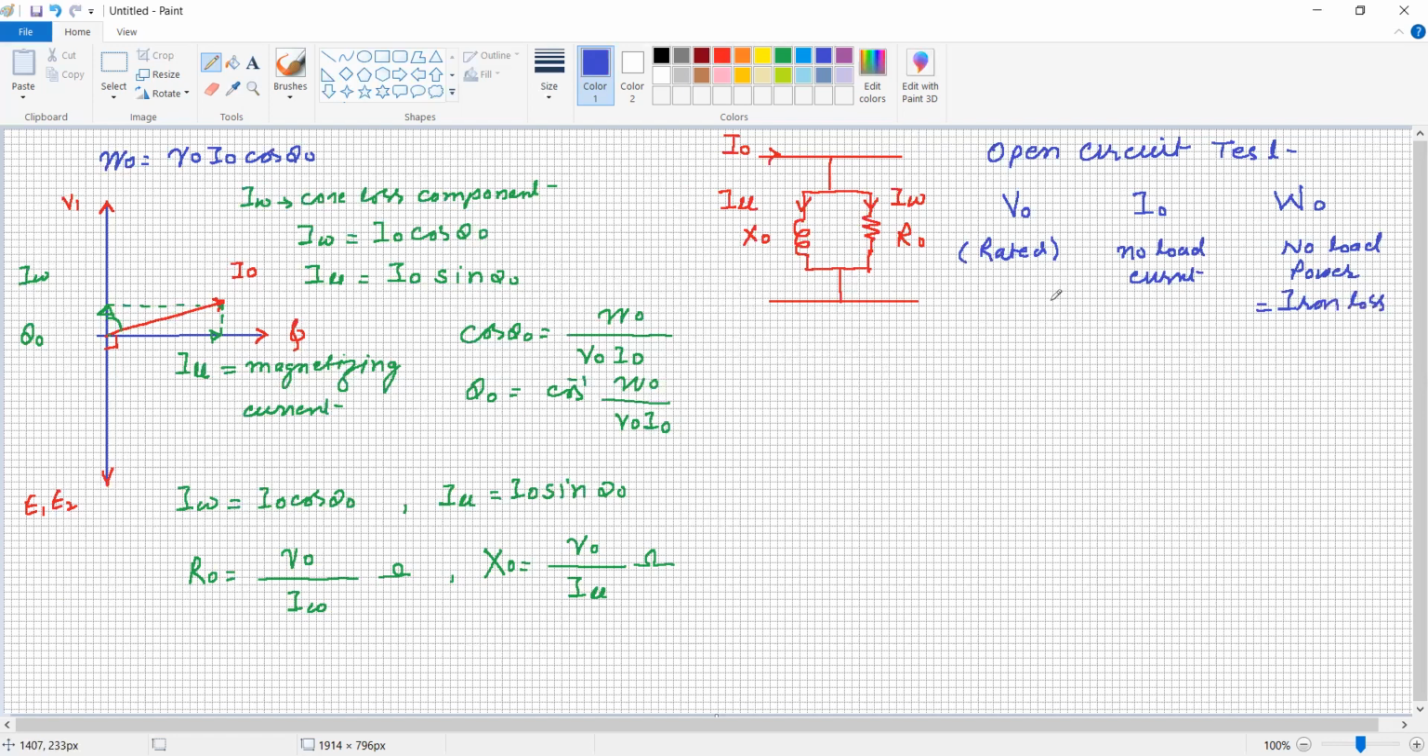So whenever efficiency and regulation, efficiency at any value, and power loss are to be calculated, this W0 is nothing but the Pi. So these parameters are found from the open circuit test. Now second is the short circuit test.